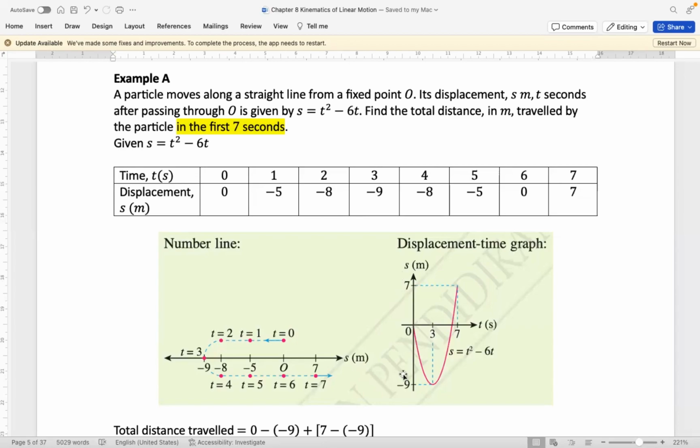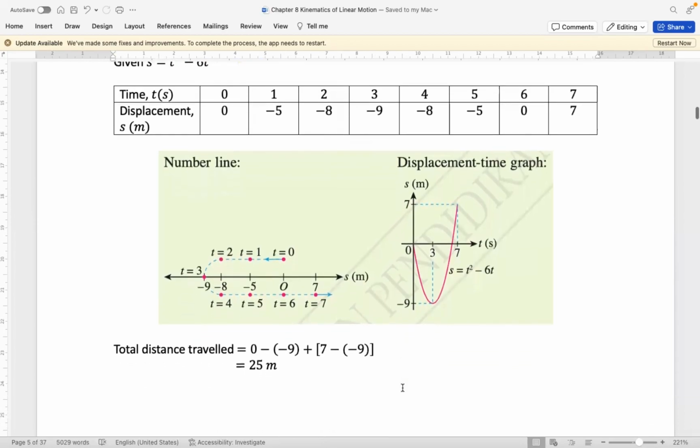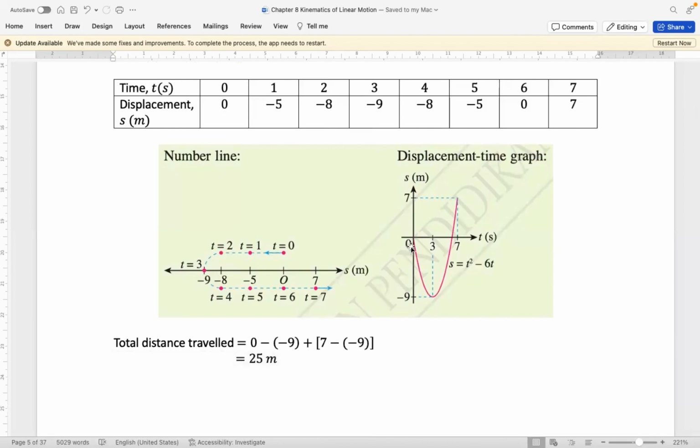Okay, so y-axis is displacement. Then now you also can find the total distance traveled. Okay, displacement is y coordinate, so you just have to look at the y coordinate, and same thing, we use a larger number minus a smaller number. So 0 minus -9. Okay, after that, the particle changes direction. So from this part to this part, the s value here is 7, and then the s value here is -9. So plus 7 minus -9. So we have answer, total distance traveled is 25 meters.